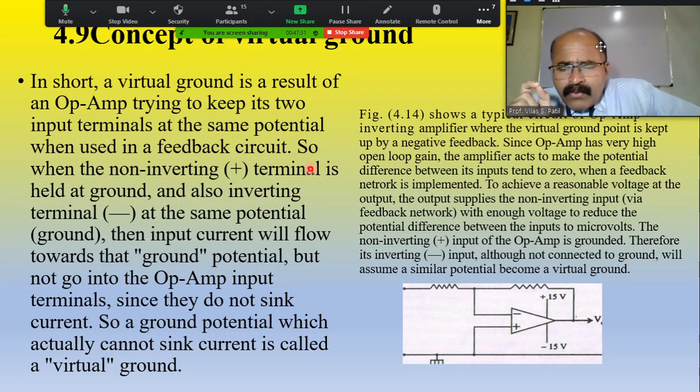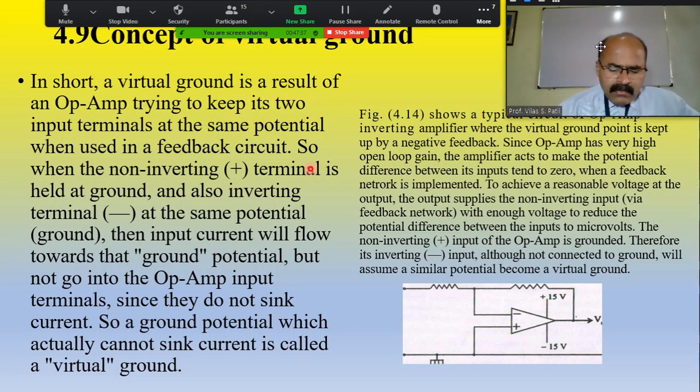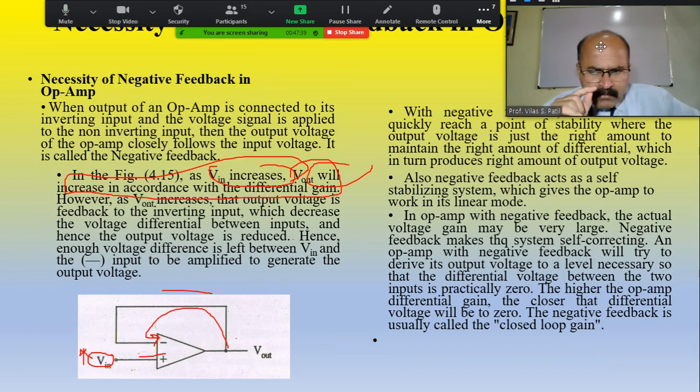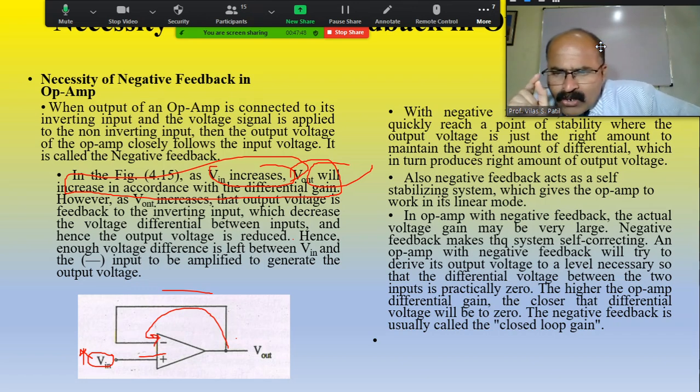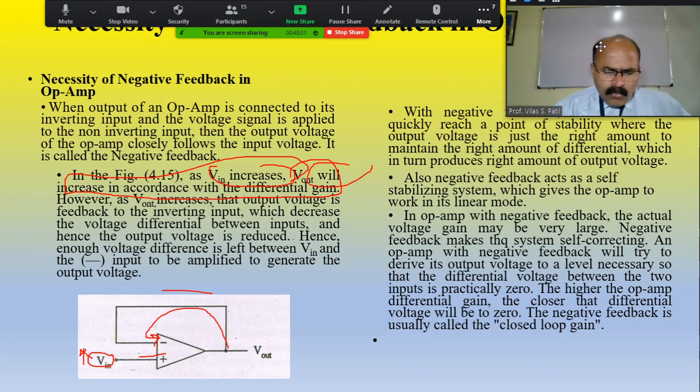इथं कन्सेप्ट ऑफ व्हर्च्युअल ग्राउंड एक्सप्लेन केलेला आहे, आणि इथं मात्र नेसेसिटी ऑफ निगेटिव्ह फीडबॅक in operation of operational amplifier, in working of operational amplifier will be explained with the diagram.